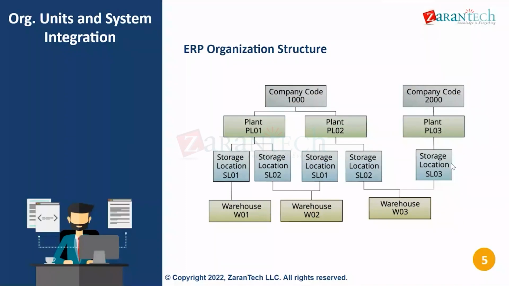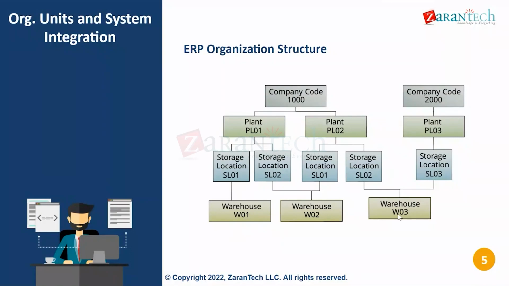This is the organizational structure in the ERP system. It's required. You can see here, the company code will have the company code entity. Then we'll have the plants. In each plant, you'll have the storage locations available, and for those storage locations, you need to define the warehouse. You can have multiple storage locations for one warehouse, depending on your business requirement.